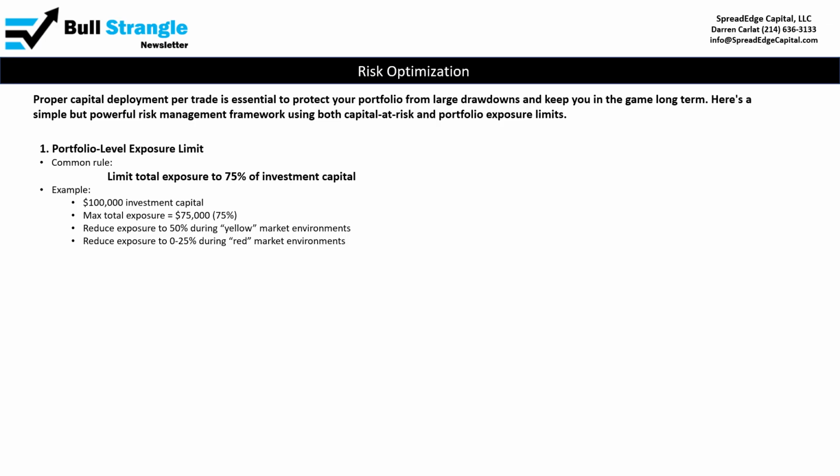$100,000 investment capital, our max exposure is 75% of that. And then we are going to reduce it during what I'm calling yellow market environments and red market environments, which I'll go through in more detail, okay? But the key thing to remember here is that if you're fully invested and you have a bad cycle, you would then need to reduce the next cycle, right? So that's why we want to keep a little cash in reserve, and we'll go through that in more detail.